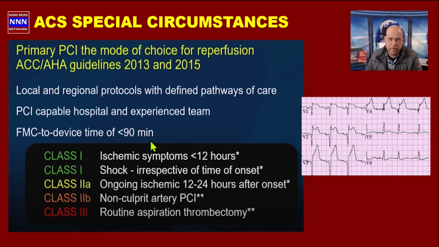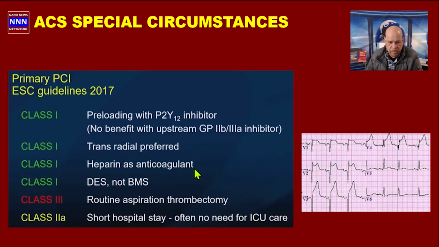The aim is to open the artery in less than 90 minutes from the time of presentation to the emergency department, or from the time of onset of chest pain, if you can time it properly. Then primary PCI, this is the European Society of Cardiology guidelines. Preloading patients with P2Y12 inhibitor, no benefit with upstream GP2B3A inhibitors. So they routinely recommend preloading these patients with the P2Y12 inhibitor, and of course radial artery is the preferred method for patients with STEMI, and I will show you a slide in a couple of minutes which clearly shows superiority.